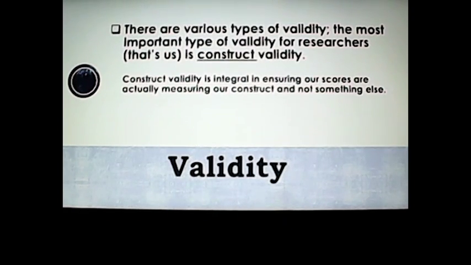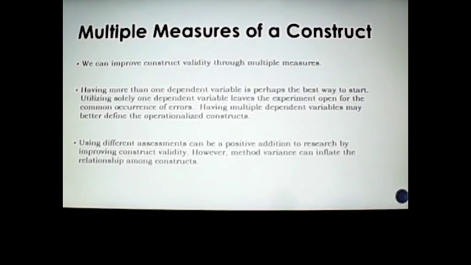Multiple measures of a construct. We can improve our construct validity through multiple measures. So having more than one dependent variable is perhaps the best way to start. Utilizing solely one dependent variable leaves the experiment open for common occurrence of errors. But this can be helped by having multiple dependent variables.